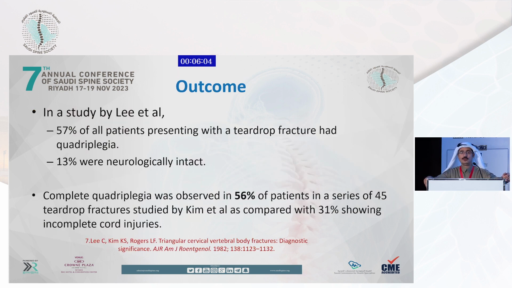The outcome: how do these patients usually present? They present based on the severity of the fractures. However, in a study by Lee, he found that 57% of all patients presented with the teardrop, which is stage 3, with quadriplegia, and only 13% were neurologically intact. Another study done by Fisher found the same numbers: 56% presented with quadriplegia, and 31% had significant weakness.